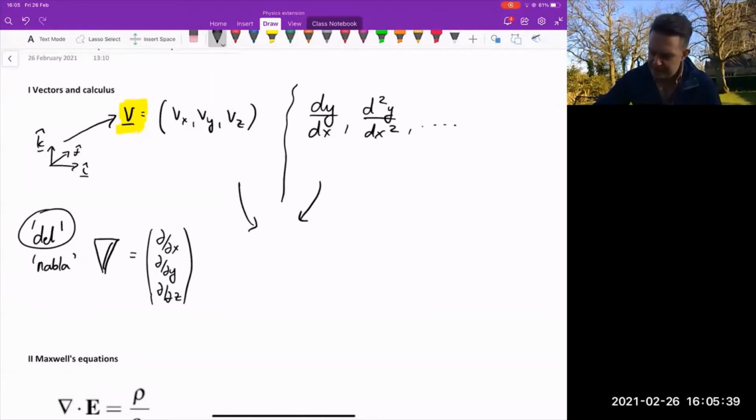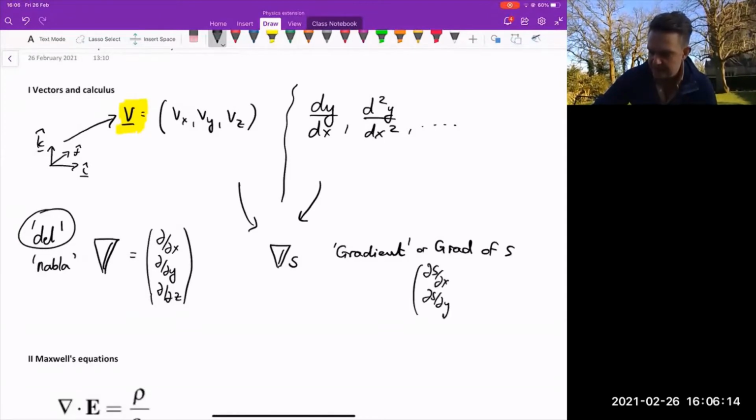Now you can do various things with this del operator. There are three things you can do. You can find the gradient of a scalar. Say you've got a scalar, let's call it S. This is called the gradient, or grad, of S. And that is a vector which ends up being dS/dx, dS/dy, and dS/dz. So it's basically how S is changing in each direction separately.